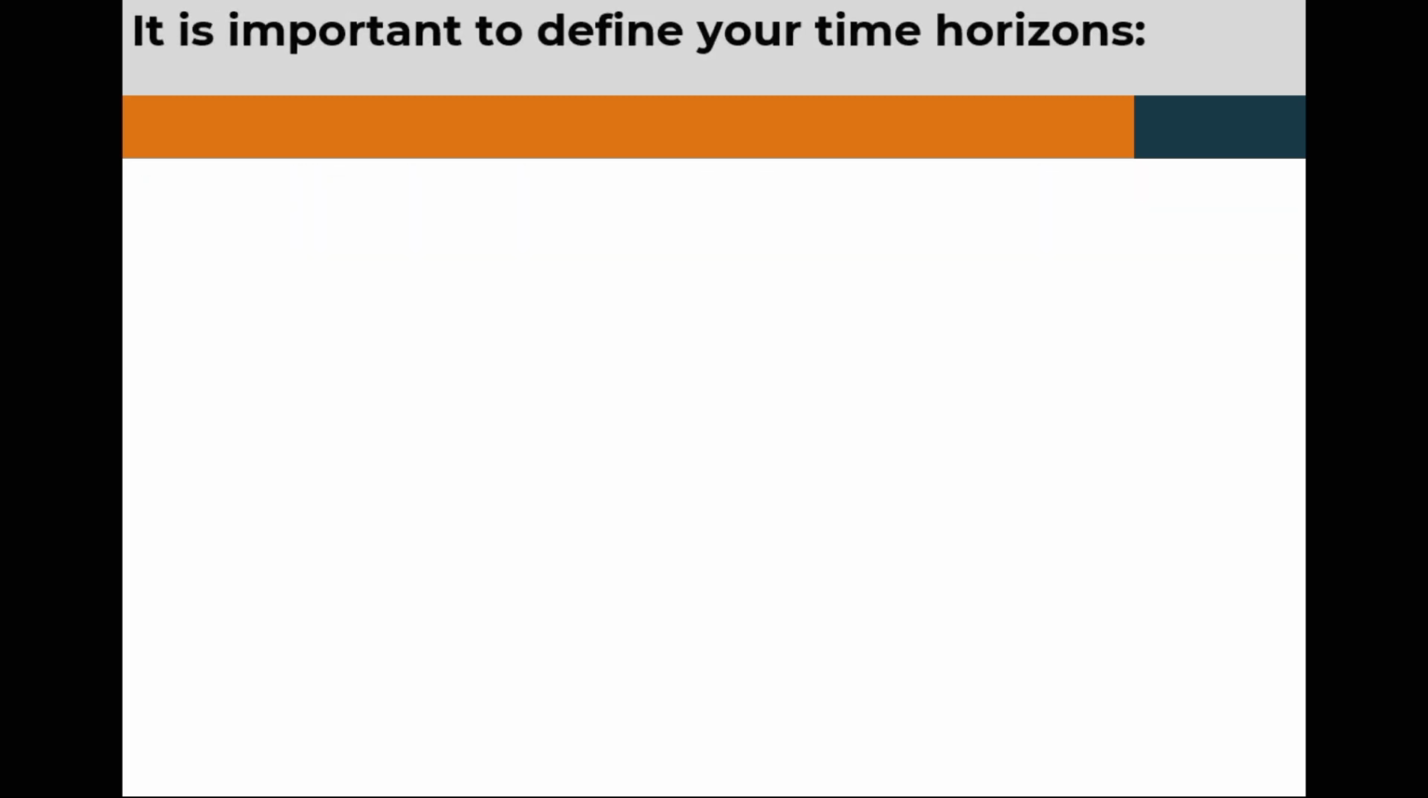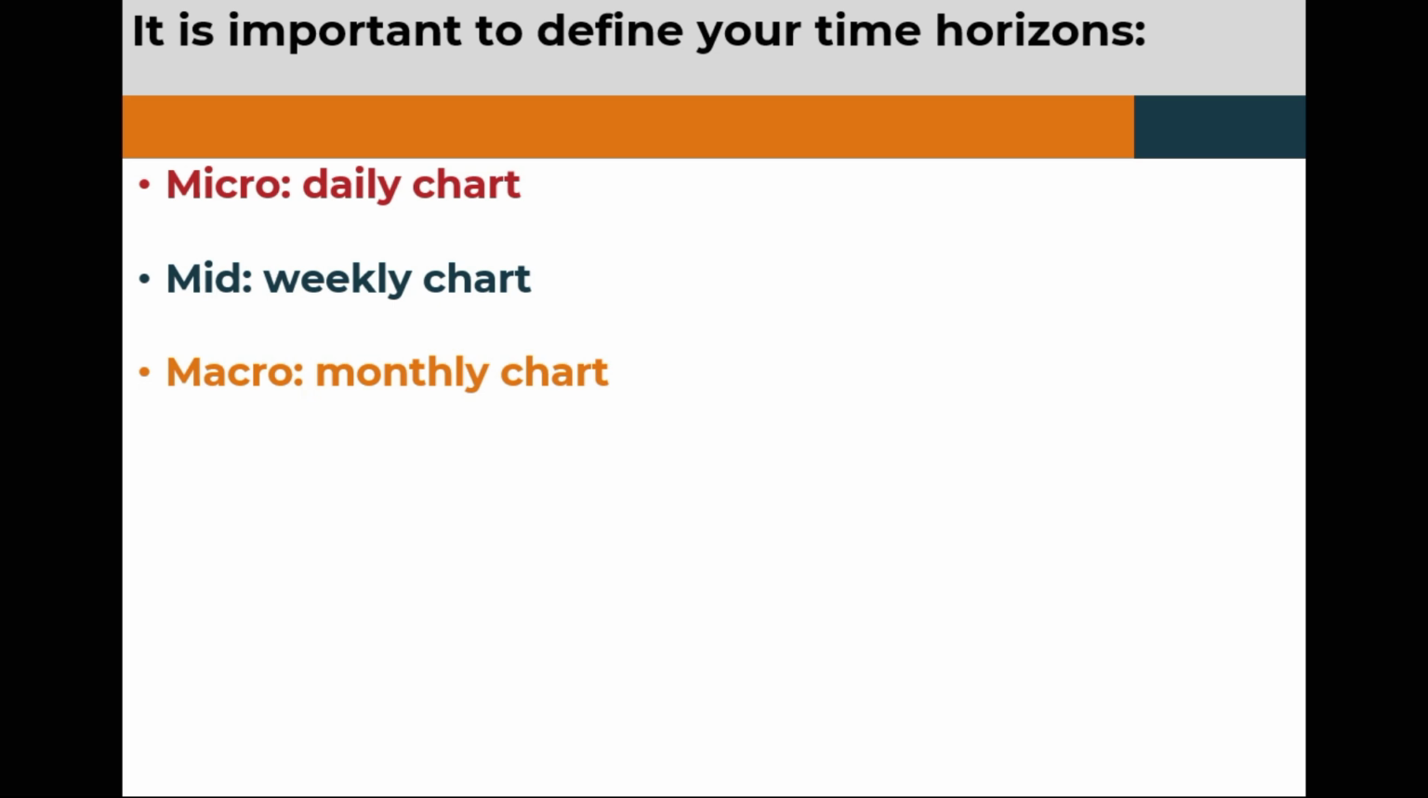If you recall from the previous video sessions, we highlighted this important factor where you need to at least concentrate on your time horizons. So please always define your micro environment, and that's typically your daily chart. Then your mid, that's typically your weekly chart. And then lastly your macro environment, that's typically your monthly chart. Remember, you can apply this to smaller time frames as well, being your 15 minutes, half an hour, and then also your hour.